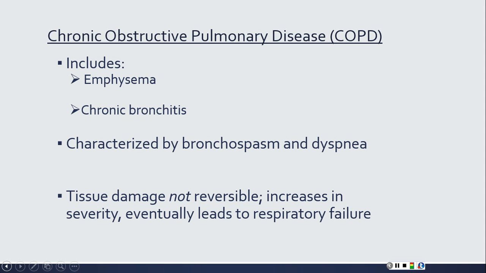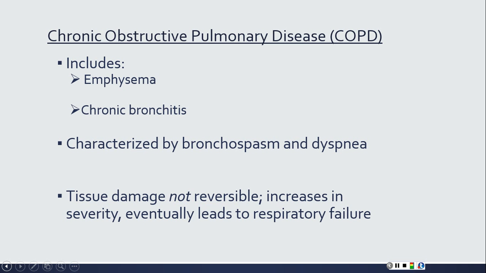All right, COPD is going to be characterized by bronchospasm and dyspnea. And here's the key distinguishing characteristic between COPD and asthma. The tissue damage is not reversible. It increases in severity and will eventually lead to respiratory failure. Now, asthma was what? Reversible and intermittent, right? Now, there are exacerbations of COPD that kind of come and go, but it's not reversible.